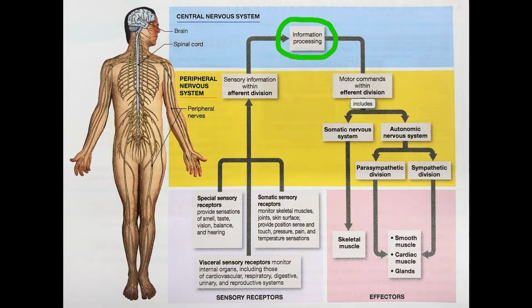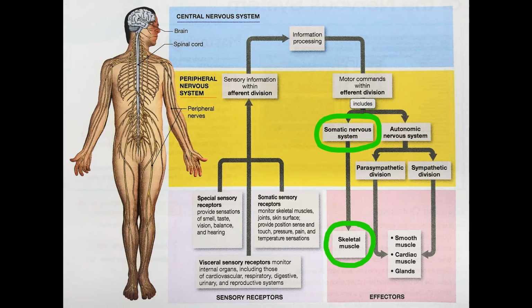The central nervous system is going to process that information, and then from there, the central nervous system will go back to the peripheral nervous system via the efferent division. And the efferent division, or the motor division, is divided into two systems. You have the autonomic nervous system and the somatic nervous system.